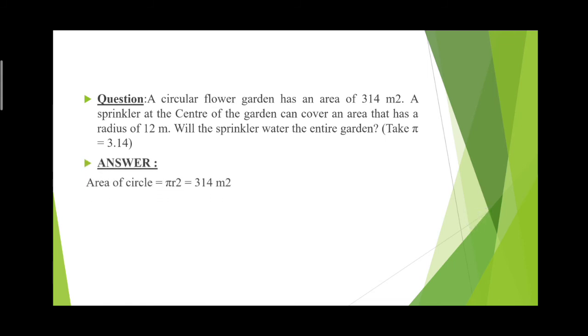Let's do it. So the area of the circle is given, 314 meter square. Therefore 3.14 into r square is equal to 314. Therefore, r square is equal to 314 divided by 3.14. Therefore, r square is equal to 100. Therefore, r is equal to 10 meter. So we got the value of r is equal to 10 meter. Yes, the sprinkler will water the whole garden.